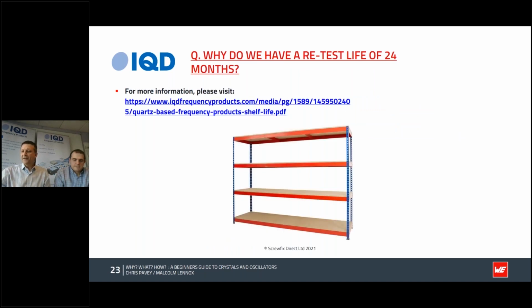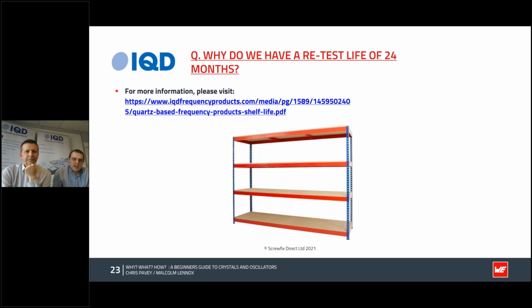So for every quote or inquiry we have here at IQD, we check the date of manufacture of all our crystals. Why do we need to retest after 24 months? IQD's products are designed and manufactured to provide many years of reliable performance in customers' circuits. The vast majority of our products are delivered to customers within 2 years of manufacture. However, on the rare occasions that we do not ship products that were manufactured in the last 2 years, the products will have been stored in an appropriate environment, solderability tested, and are still covered by IQD's normal guarantee.